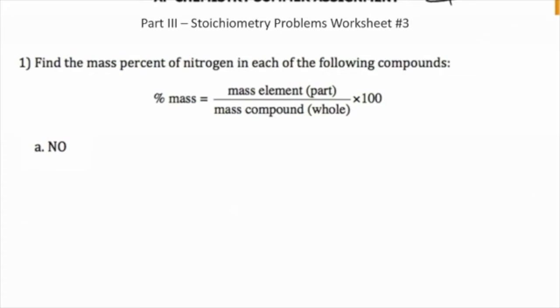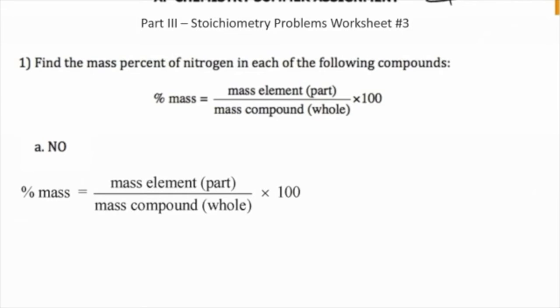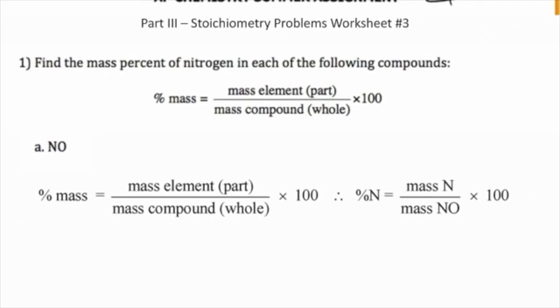A. Nitrogen monoxide. To find percent nitrogen by mass in nitrogen monoxide, use the following formula. Percent mass is equal to the mass of the element, the part, divided by the mass of the compound, the whole, and multiplied by 100. To determine the percent nitrogen in nitrogen monoxide, take the mass of nitrogen and divide it by the mass of nitrogen monoxide. Take this fraction and multiply by 100 to turn it into a percent.